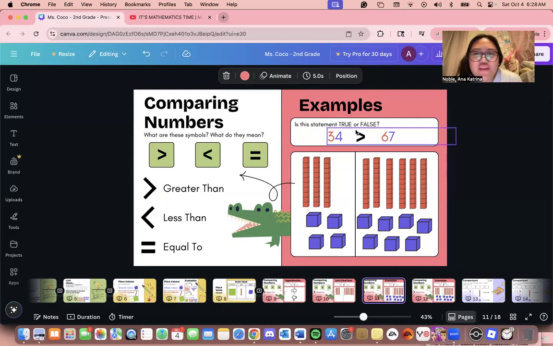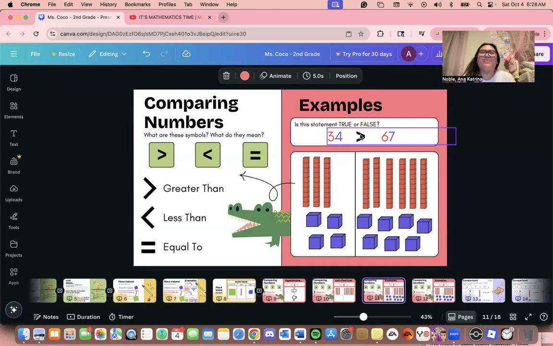So if this is less than, let's try and translate this. Which number is less than? 34, right? It looks like the mouth is facing towards the 34. What did I just say about the mouth? It wants to eat the bigger number, right? Is 34 the bigger number here? No. So what could this equation mean?